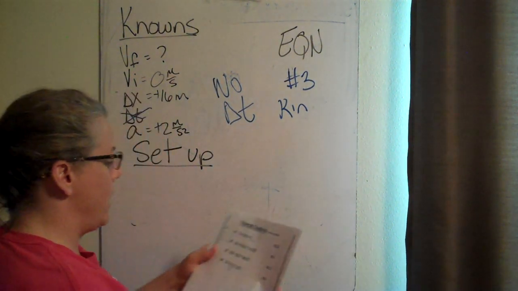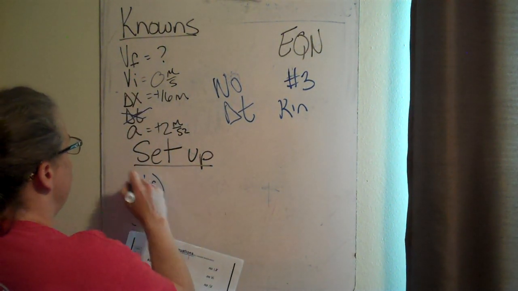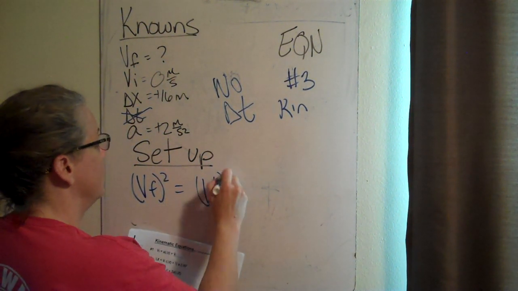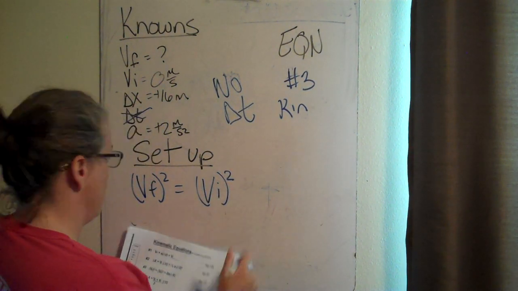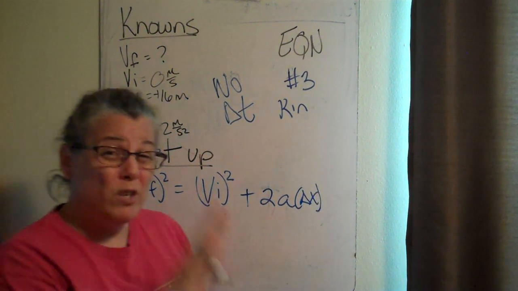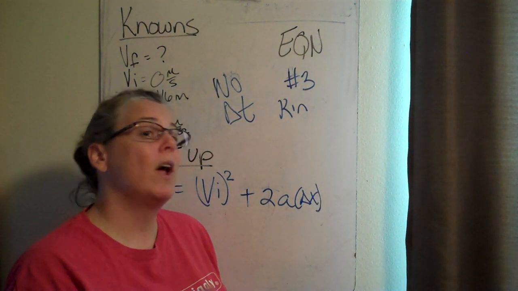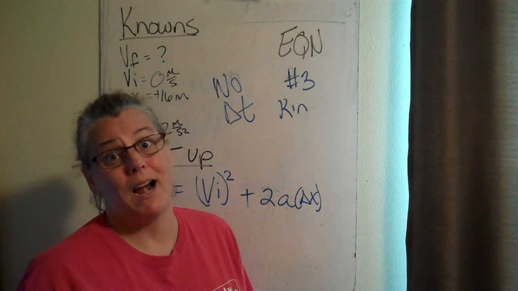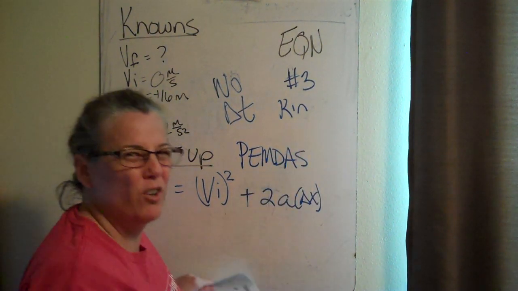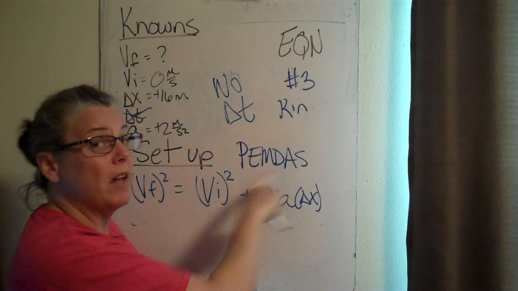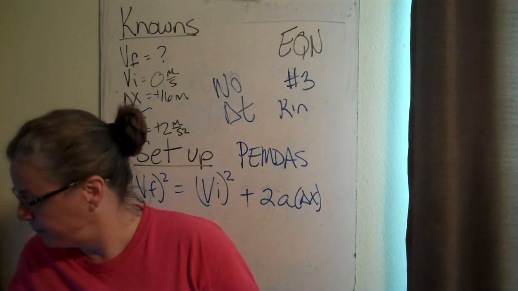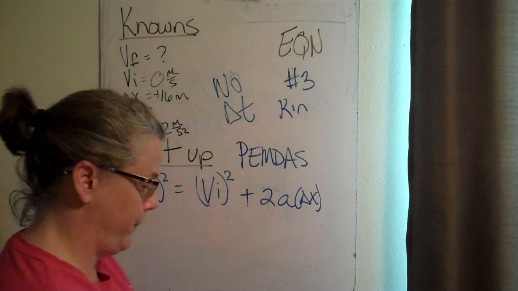So let's go ahead and fill that in. V of F whole thing squared is equal to V of I whole thing squared plus 2a delta x. Now, when we get to the point of solving these, you have to remember your order of operations, right? So your PEMDAS, please excuse my dear Aunt Sally. You want to follow those when you solve. But really all I'm wanting you to do right now is substitute the numbers in so that you can set up the equation to solve.